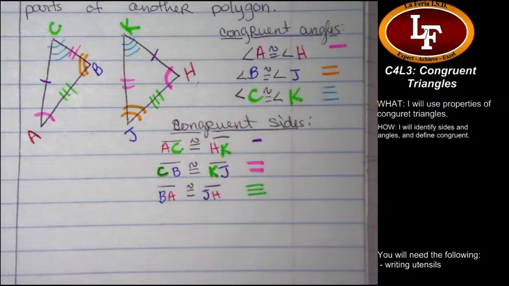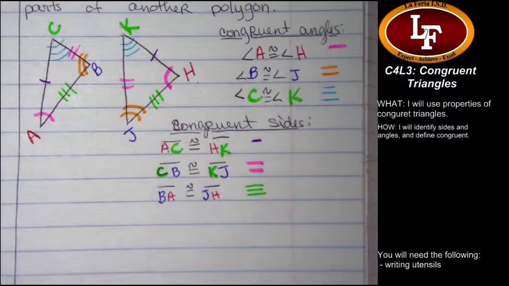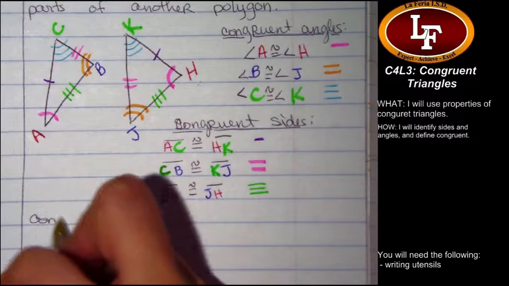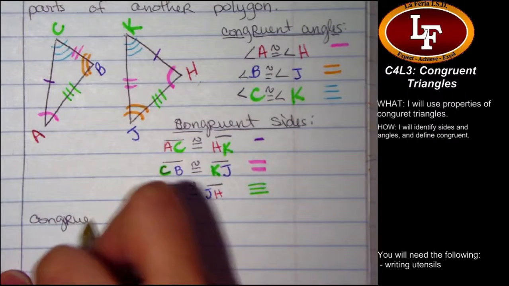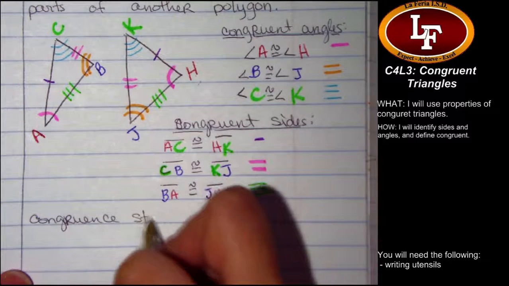Now the colors I grabbed here really didn't matter. You don't have to match to mine. I just wanted them a little different to make it easier to see. Okay. So now we have our triangles marked like this, and we can say that they're congruent. So we have our congruence statement that can be written.